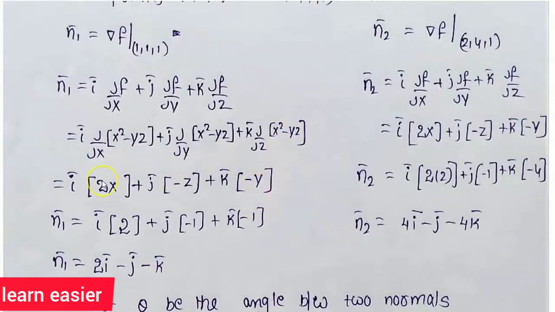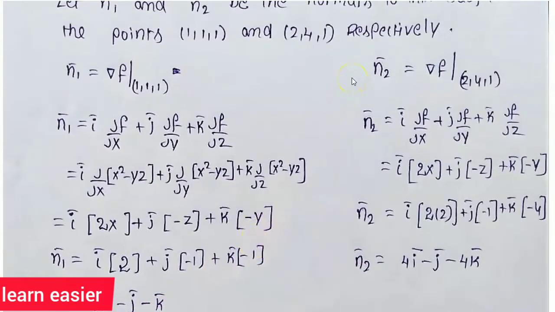So after differentiating, we get i bar into 2x plus j bar into minus z plus k bar into minus y. Now we have to substitute (1, 1, 1) in this vector. After substituting, x is 1, so 2 ones are 2, and here we have minus z, that is minus 1, and here minus 1. Finally n1 bar is equal to 2i bar minus j bar minus k bar. In the same way, we have to find n2 bar also.